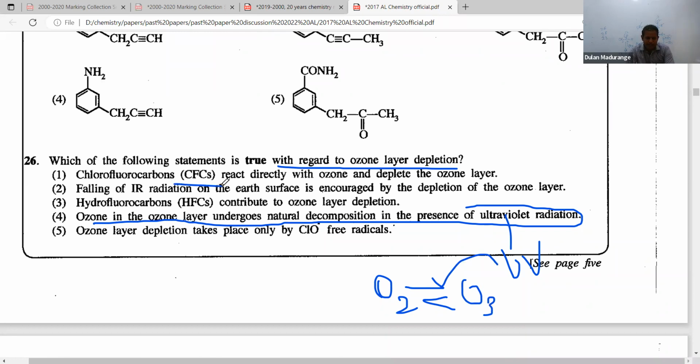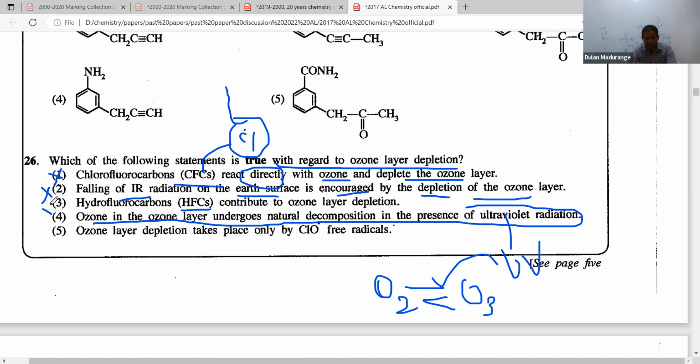The problem is the statement that chlorofluorocarbon reacts directly with the ozone layer and depletes it. The issue is the word directly. It doesn't react directly; CFC forms chlorine radicals, and the chlorine radicals react. That's the case. Next: falling IR radiation on the earth's surface is encouraged by the depletion of the ozone layer. If ozone is depleted, it's UV rays that come in, not IR. Next: hydrofluorocarbon HFC does not contribute to ozone layer depletion.